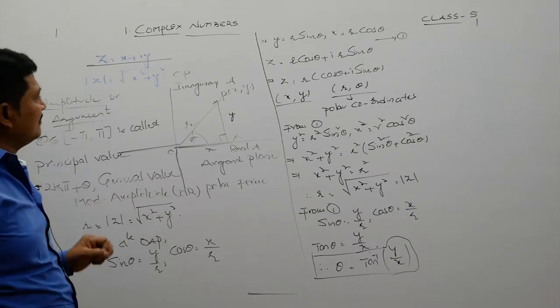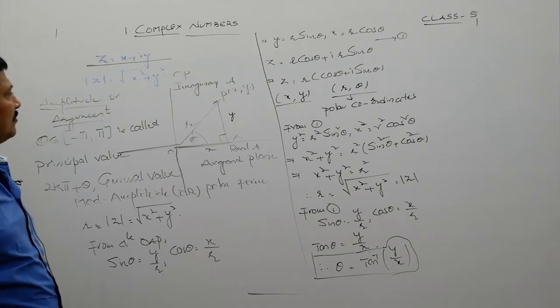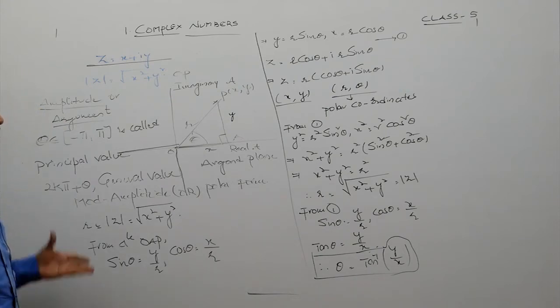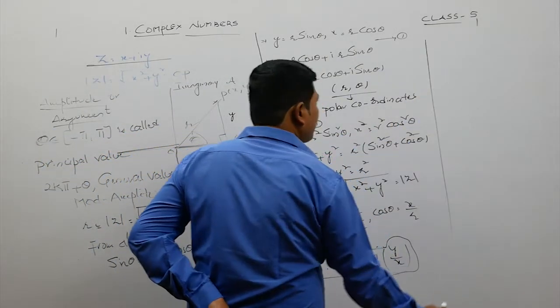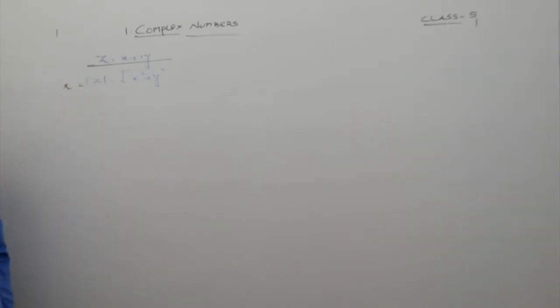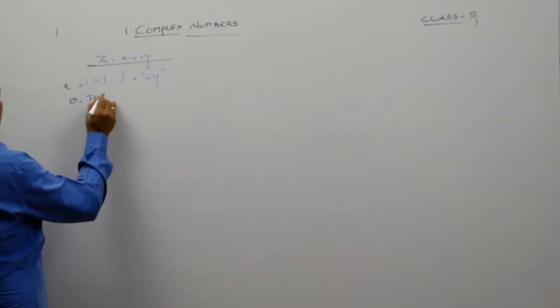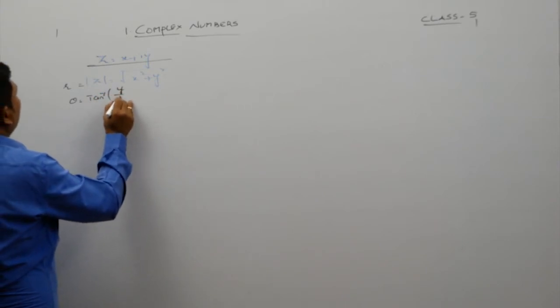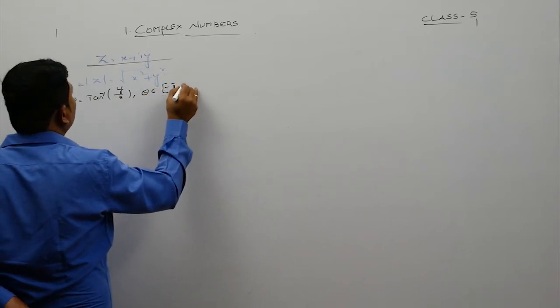So this is the connection between these two, and the most important application is in the forthcoming topics, where we are going to find roots, maybe square root, cube root, fourth root, maybe nth roots. Then we can see much more importance of these applications. So this is called r. r is equal to mod z is equal to root of x square plus y square, and theta is equal to tan inverse of y by x, and always theta belongs to the interval minus pi comma pi.